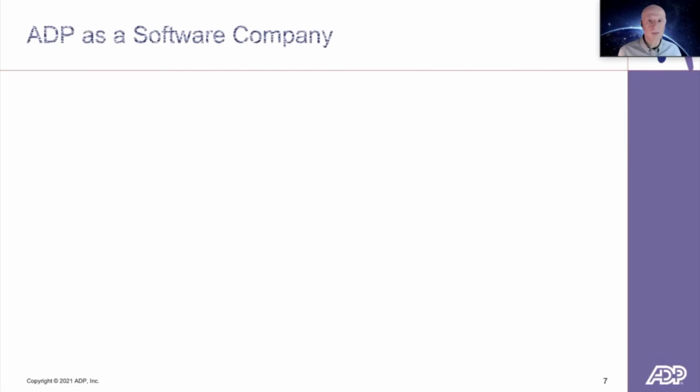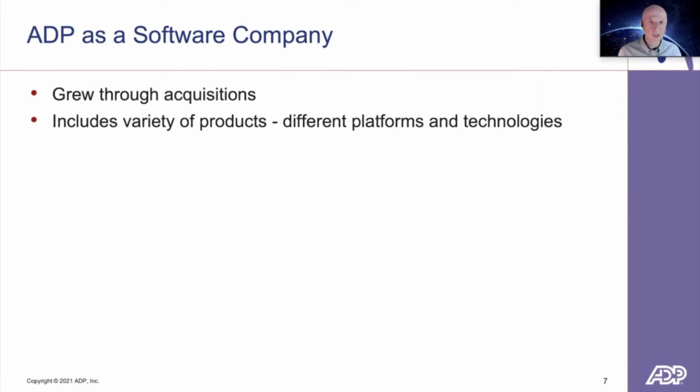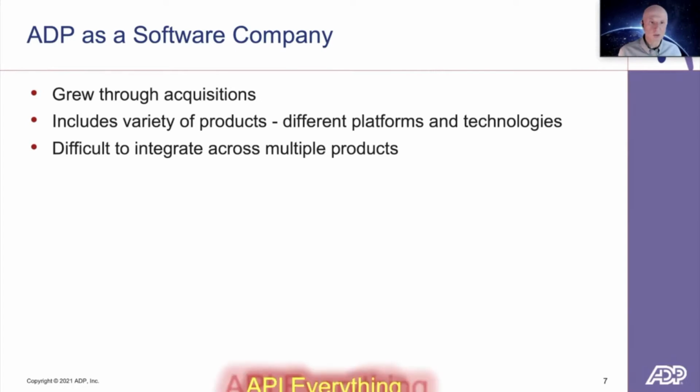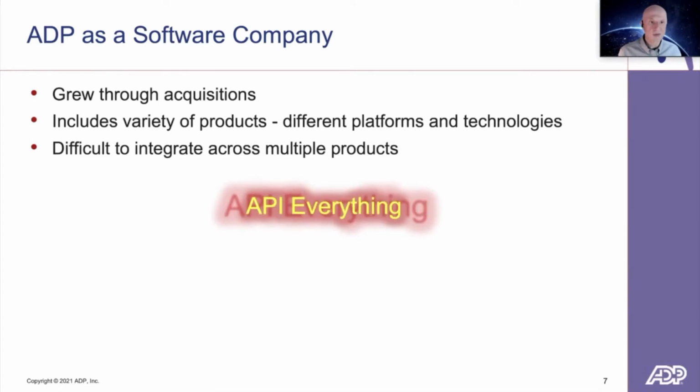As a software company providing services, ADP grew through acquisitions, which resulted in having many different products built on different platforms using different technology stacks. As a result, it became very difficult to integrate multiple products, so API Everything has become a natural motto of the company. Here's a high-level overview of the ADP API journey that started with data synchronization across multiple products.